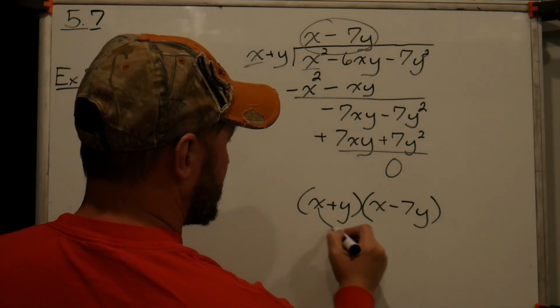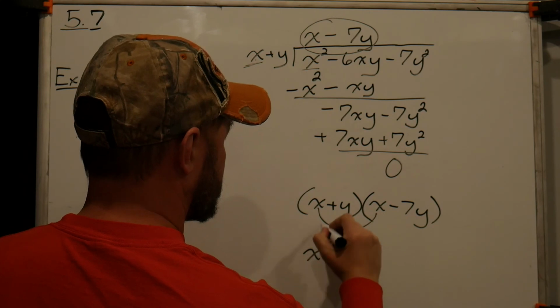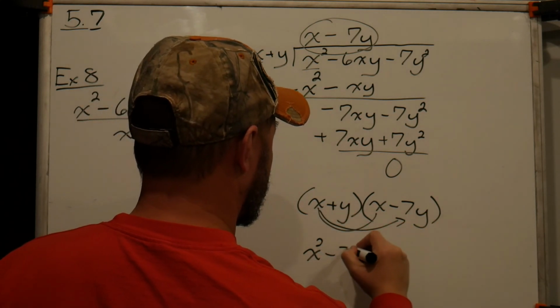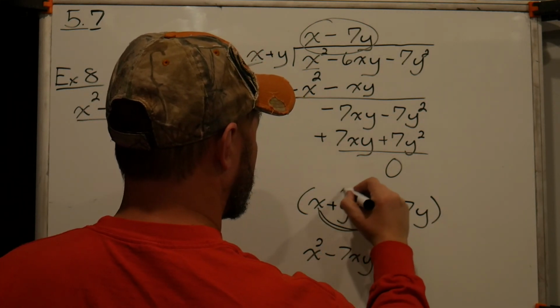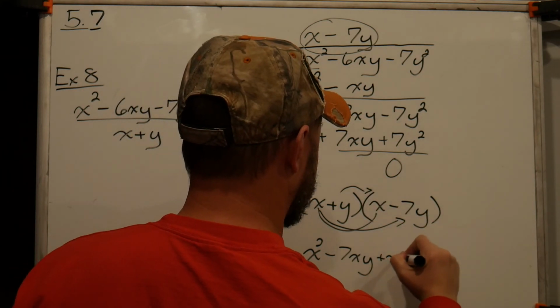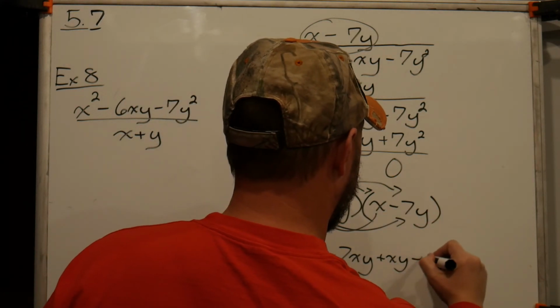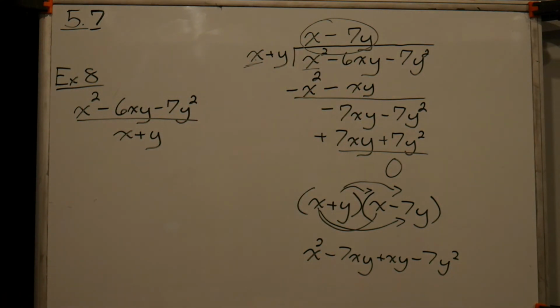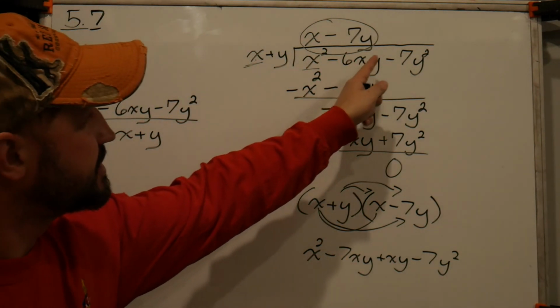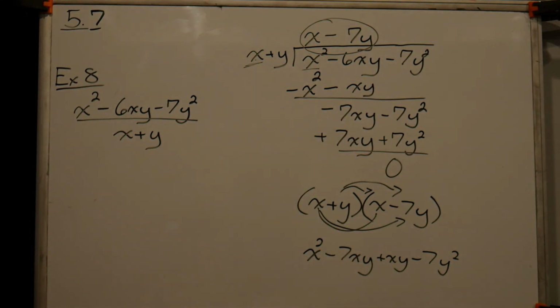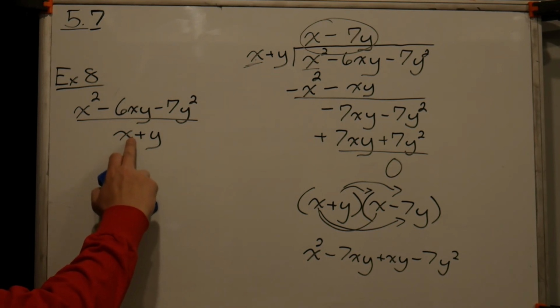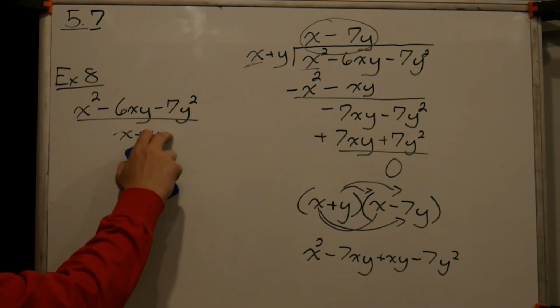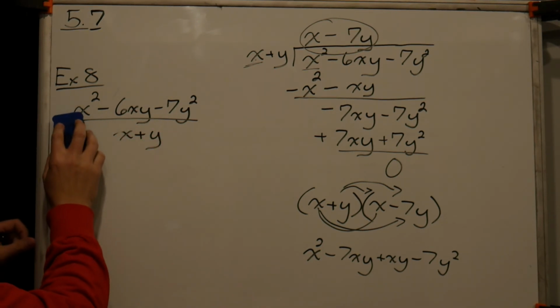If I work that out, I would get x squared minus 7xy plus xy minus 7y squared. I combine those and get negative 6xy, and that proves that it works. There's my answer. So I got a nice clean factor, but it's because they gave me one. This is a factor of it. Okay, let's do one more.